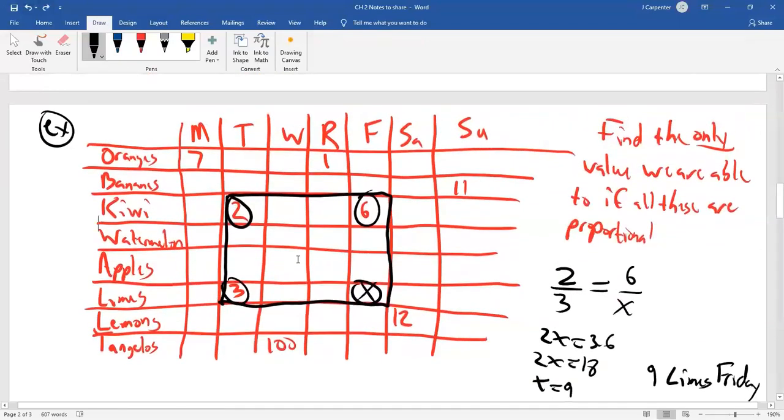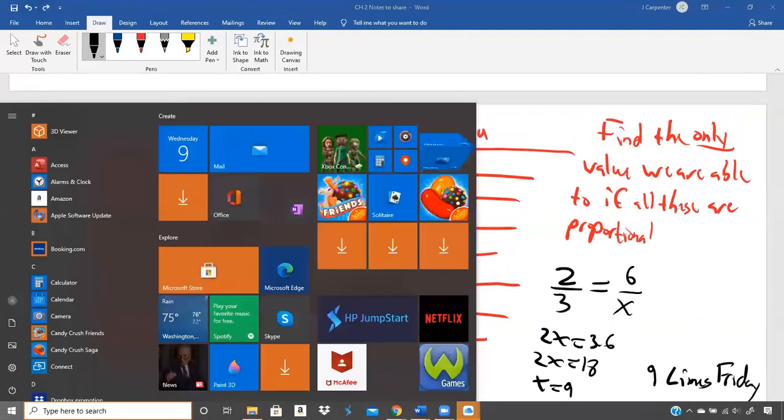All right, and that is it for the notes to share. Let's go back over to the guided worksheet.